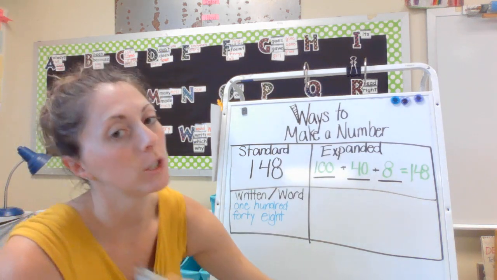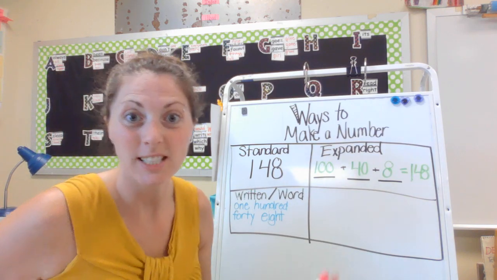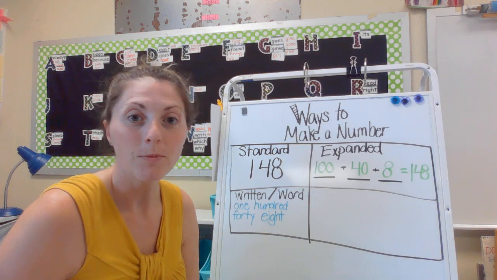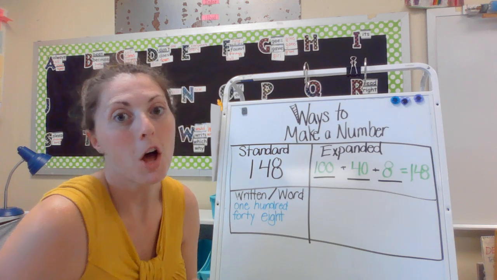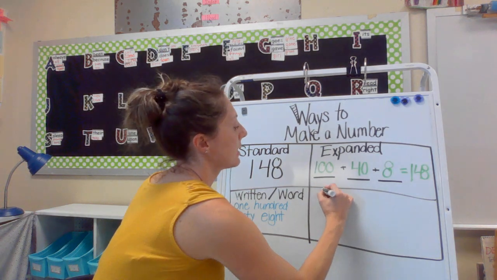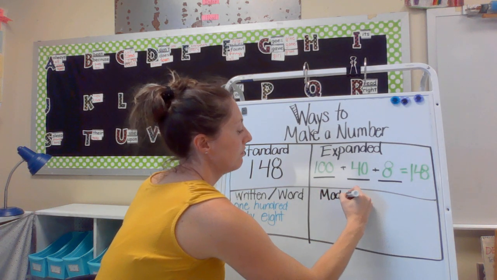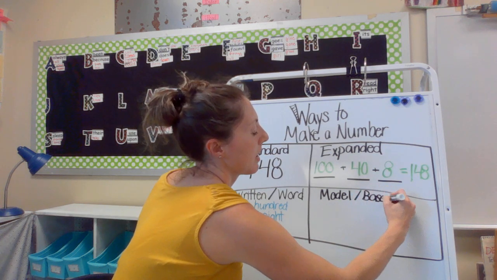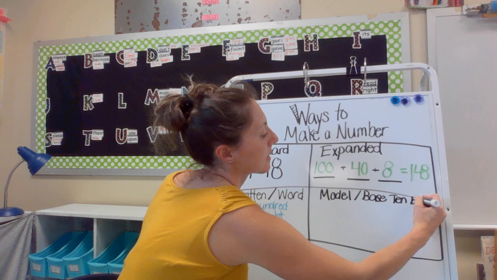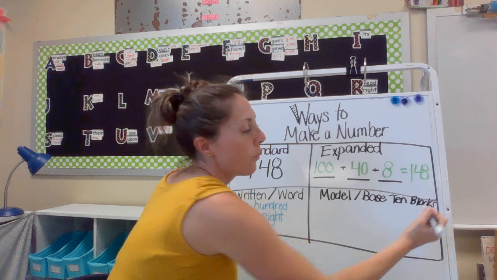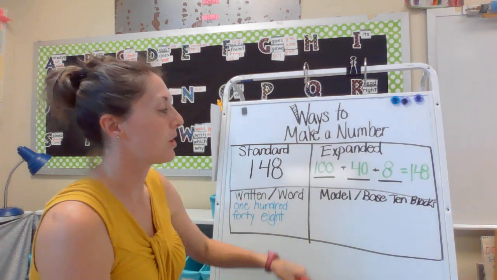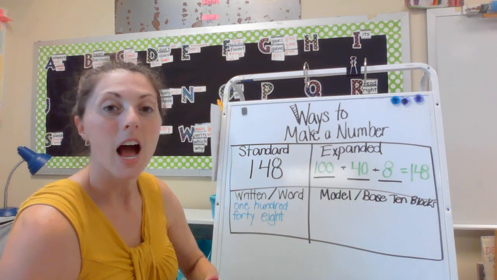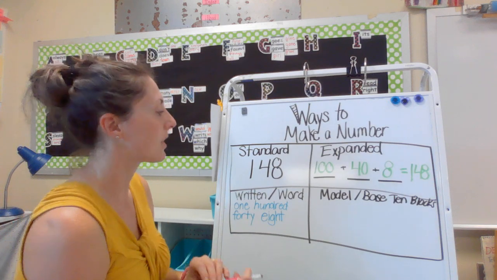And the last form, but certainly not the least, in fact, this one takes up the most space. I'm going to do my model or place value blocks. So right here, I'm going to label it model. Some people call it base 10 blocks, whichever one you prefer, but you might hear it both ways, so it's good to know both ways. For this, I'm going to draw my base 10 blocks.